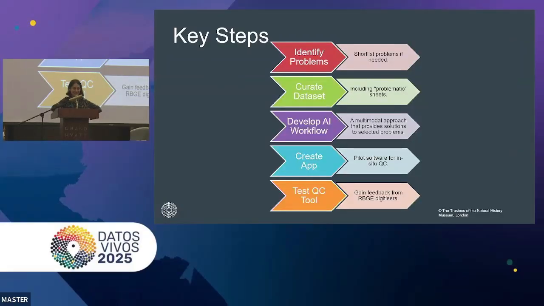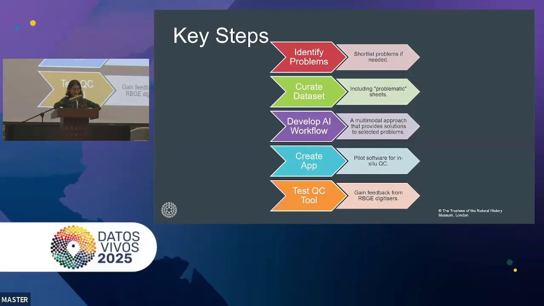Okay, the key steps. Firstly, identifying the problems. There's a lot of problems that you can come up with, but we might not want to include all problems necessarily. This could be something that's very, very specific to RBGE, for example, or it could be something that you may have just seen once or twice, and there's no point trying to create an AI algorithm for something like that. So that is the main step.